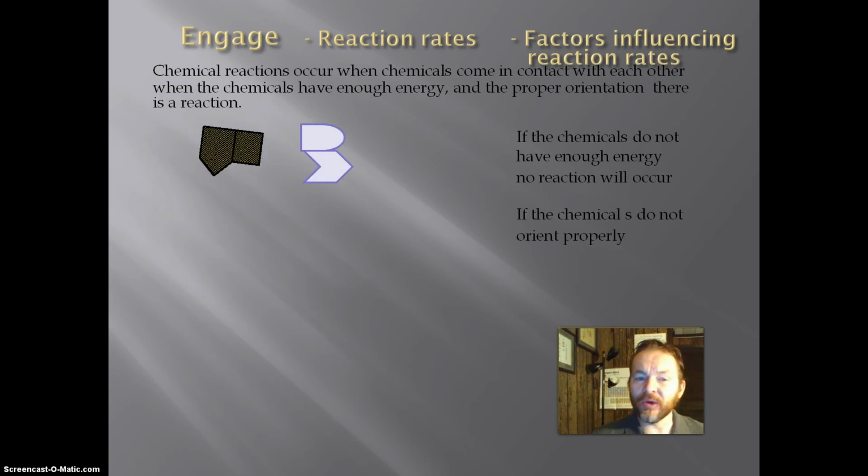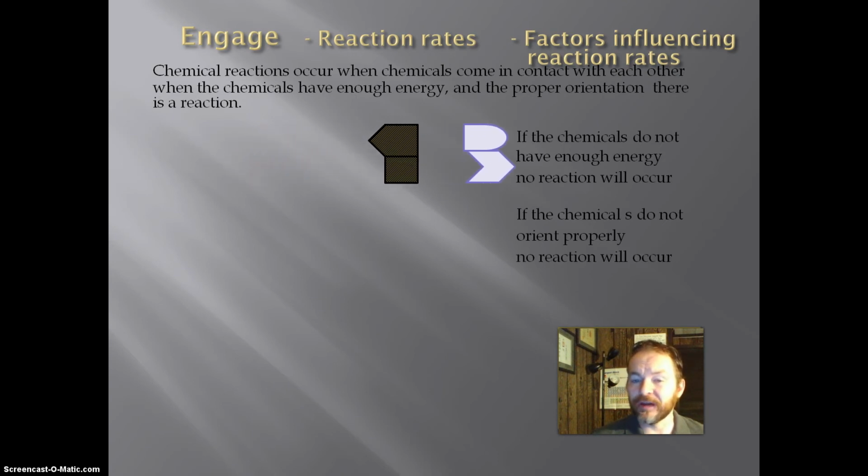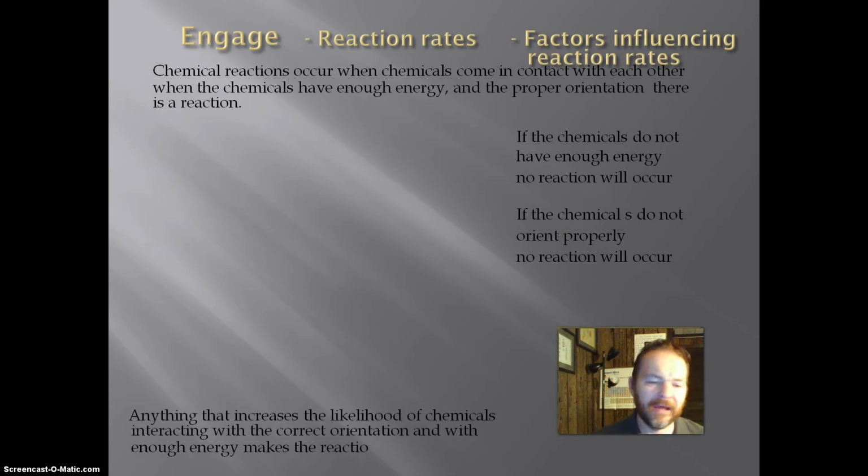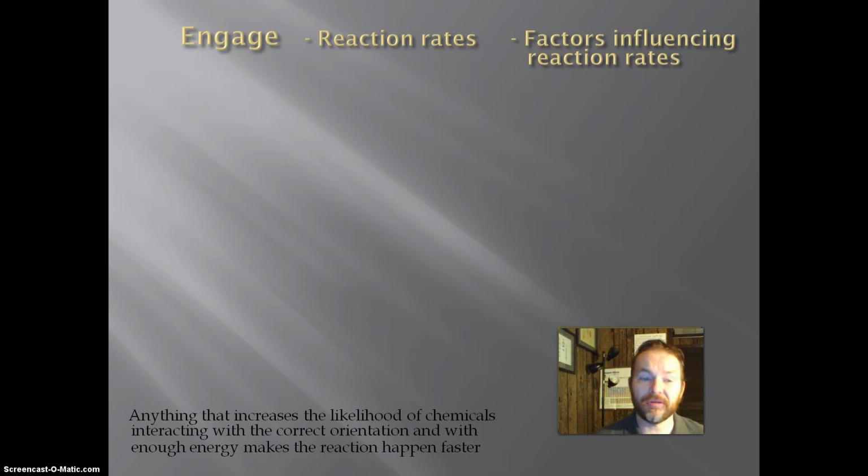If they don't orient properly, meaning they don't hit in the right way, then also no chemical reaction will occur because chemicals have to hit in just the right way for a reaction to happen. Anything that will increase the likelihood that chemicals will hit in the right way and with enough energy will make the reaction happen faster. So how does temperature do this?